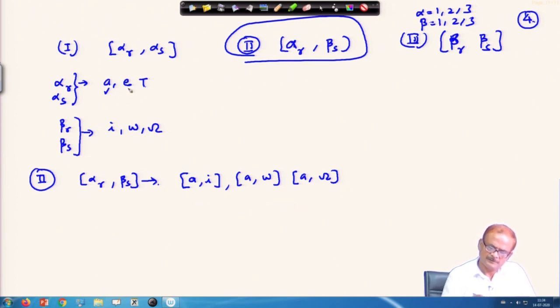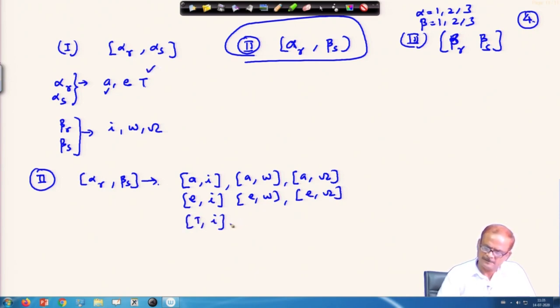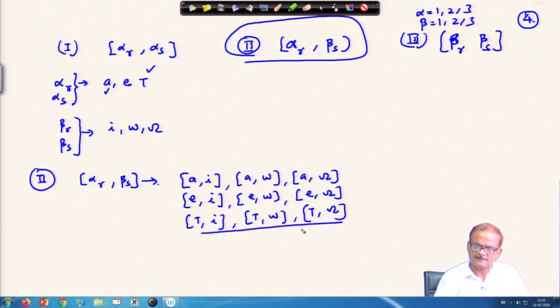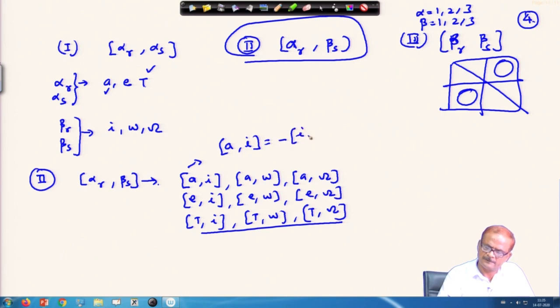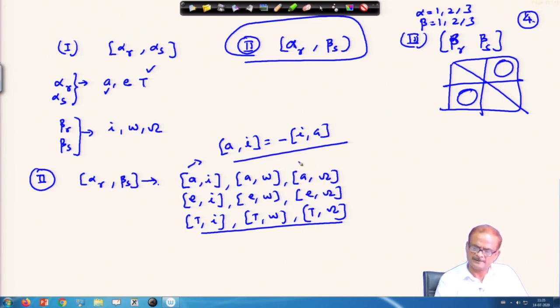Similarly, we choose the second one, e. Then we will have [e, i], [e, ω] and [e, Ω]. Similarly, we choose the T. So, we will have [T, i], [T, ω] and [T, Ω]. So, these are the 9 brackets which correspond to the off diagonal terms, as I have explained, for this one or either this one. For the opposite, we already know from the Lagrange bracket property that this quantity will be equal to [i, a]. So, for the other things we need not do. Overall we have to evaluate these 9 brackets here, 3 from this place and 3 from this place, total 15 we have to evaluate.